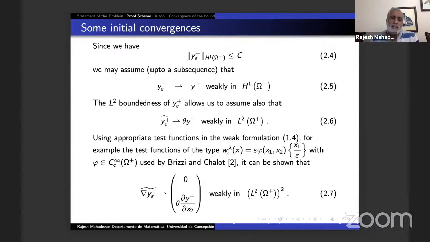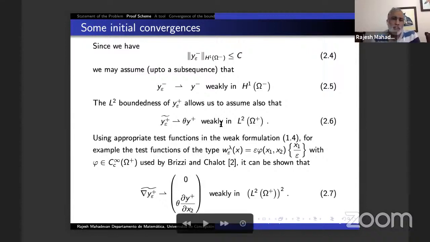And so the extension by 0 will have a weak limit, which we can always write as theta times y plus, since theta is a strictly positive function, the positive filling ratio. And this was done exactly like in the lectures of Francois Murat, which are available in this lecture series. The diapositives of these lectures are also available, so one can consult his lectures for some of these details.